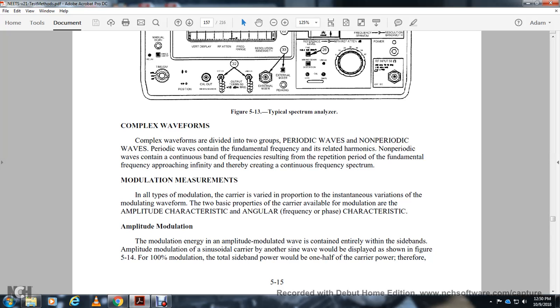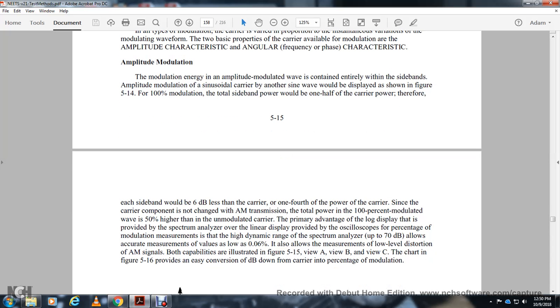For 100% modulation, total sideband power would be 1/2 of the carrier power. Therefore, each sideband would be 6 decibels below the carrier, 1/4 of the power of the carrier. The carrier component does not change with amplitude modulation transmission. The total power of a 100% modulated wave is 50% higher than the unmodulated carrier.